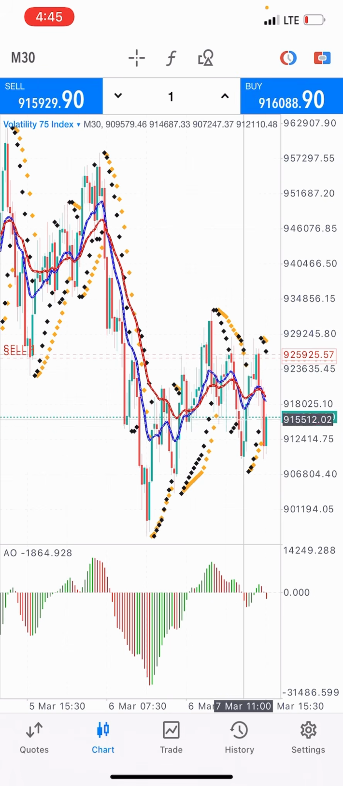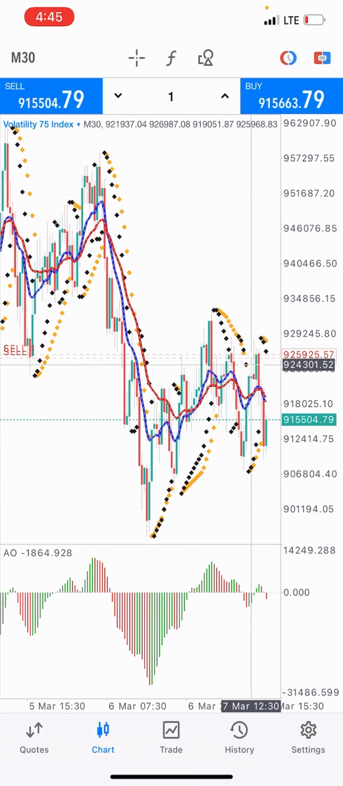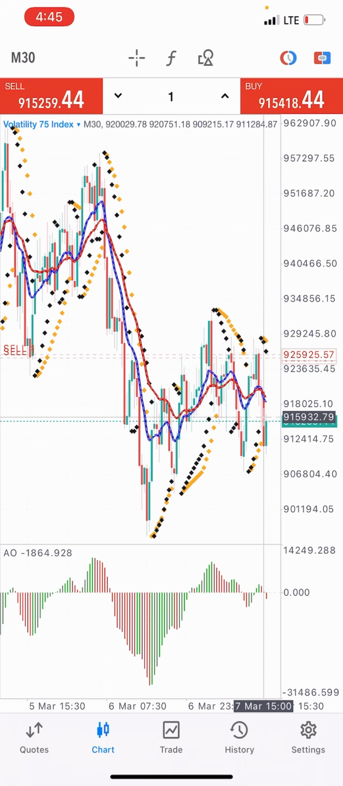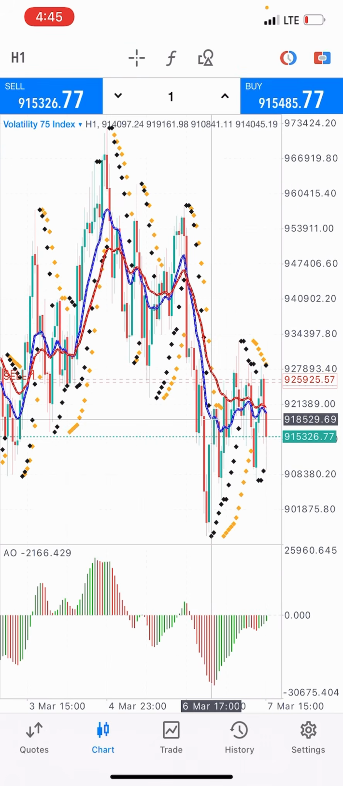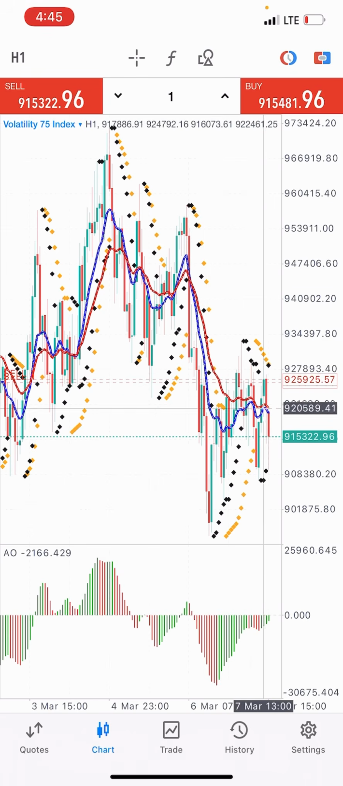You can see it coming down again. So when all three confirmations were gotten, it gives me a sell. That wasn't enough for me to enter. I moved to the 1 hour time frame, and then I saw a very perfect signal telling me to sell.